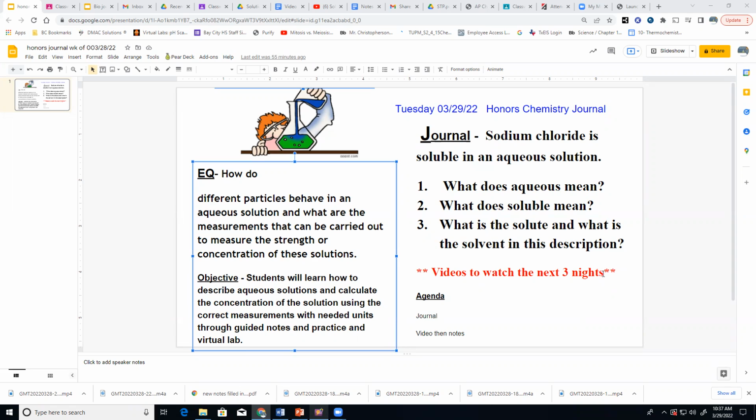And what does soluble mean? Yeah, to be able to dissolve in something or be able to mix. And if we talk about sodium chloride being soluble in an aqueous solution, what would be your solute in that case? The sodium chloride. And what would be your solvent? Which, now we know, is water. Exactly. And so that's what we're going to be working on this unit: solutions.